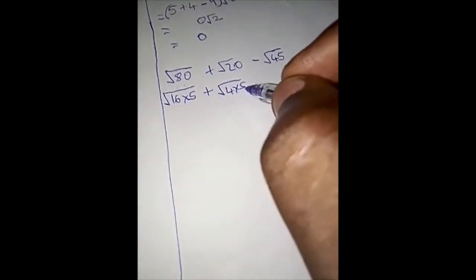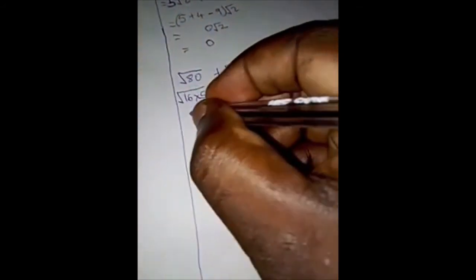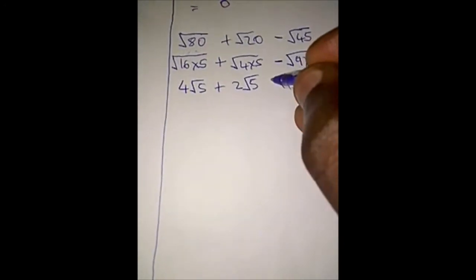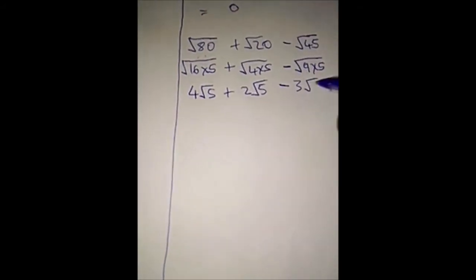So we qualify, and 4 times 5 will give you 20. Minus root of 9 times 5, which will give you 45. 9 is a perfect square and 5 is not a perfect square. So here I will have 4 root 5, that is root of 16 will give you 4, plus 2 root 5, minus 3 root 5.